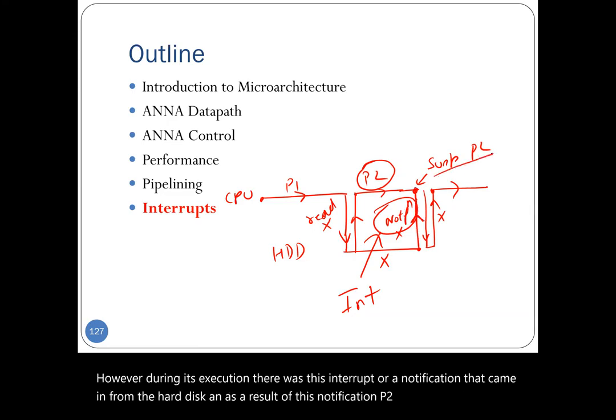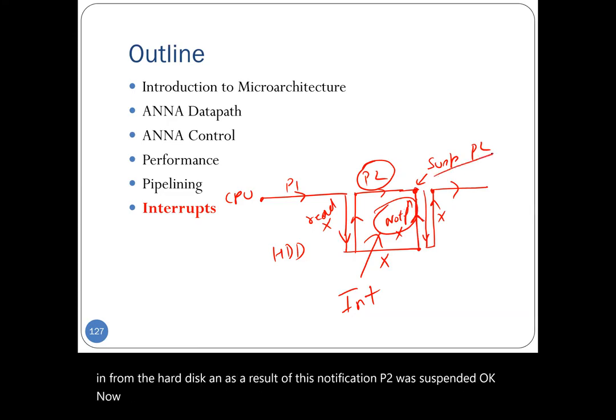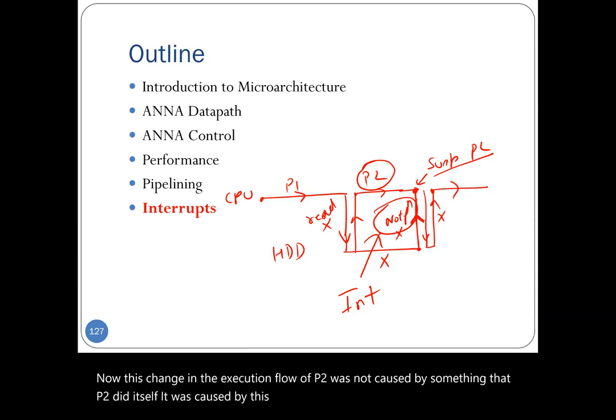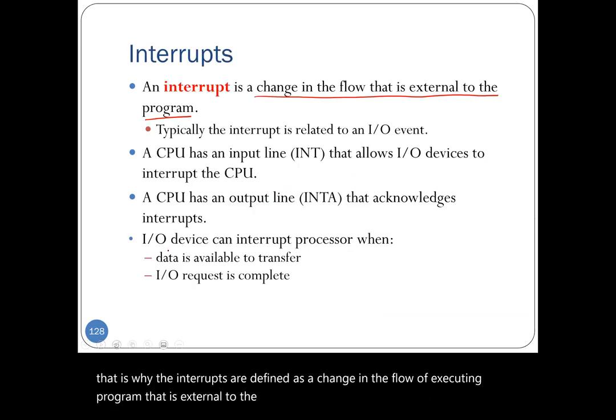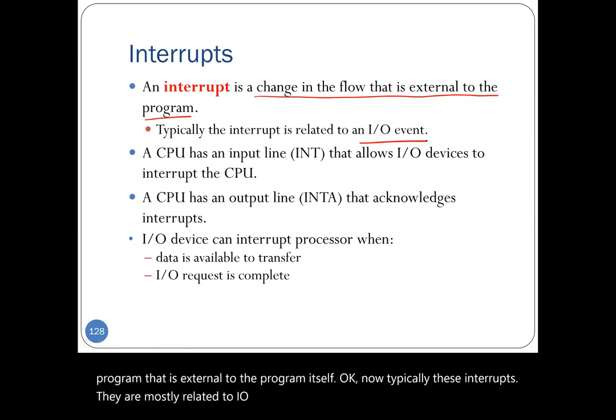This change in the execution flow of P2 was not caused by something that P2 did itself. It was caused by the interrupt that came from the hard disk, and that is why interrupts are defined as a change in the flow of the executing program that is external to the program itself. Typically, these interrupts are mostly related to IO events, as we have seen on the previous slide.